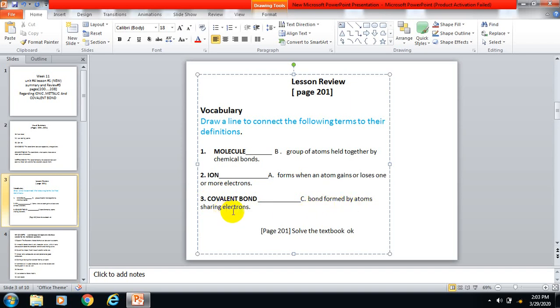Bond formed by atoms sharing electrons. Just sharing. Look at, I mentioned here, like page 201, solve the textbook. Look at the B option here for the molecule, A option is for the ion and C option for the covalent bond.